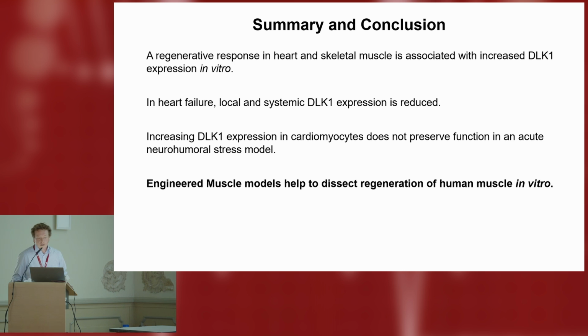So in summary, I hope I could show that you can model regenerative responses also in tissue-engineered muscles. In heart failure, local and systemic DHK1 expression is reduced, and you can activate DHK1 expression using CRISPR-A approaches, but in this acute model, it doesn't seem to preserve function. But I think in general, these models may help to dissect certain aspects of regeneration also in vitro.